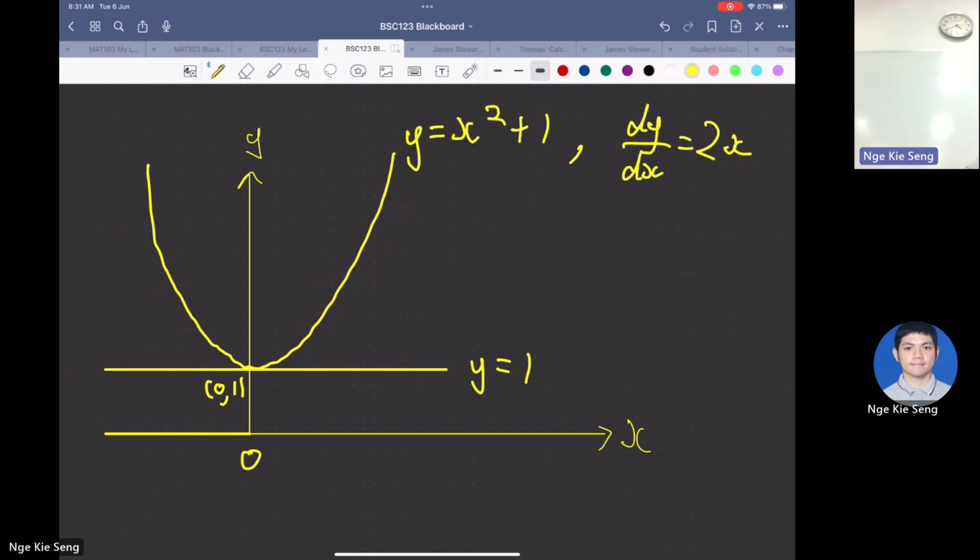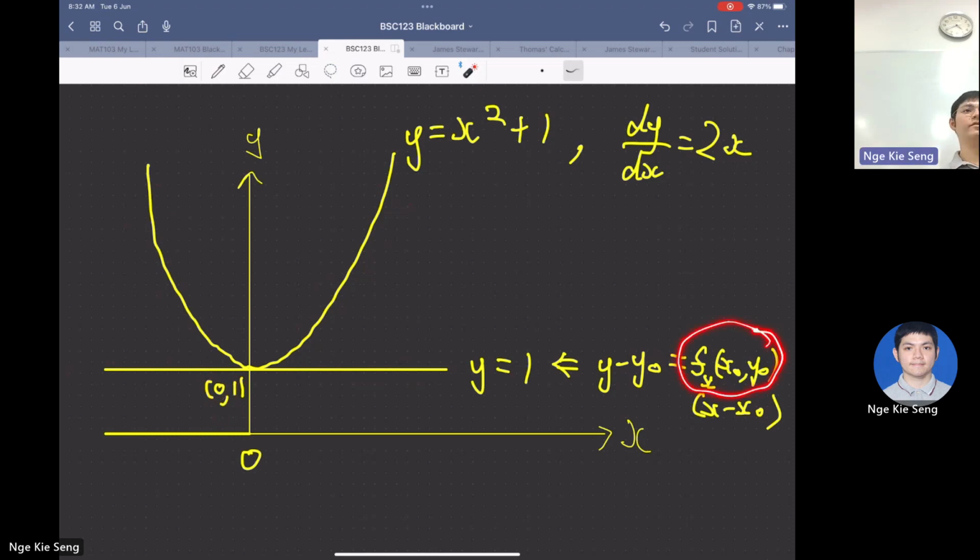So this is also following the formula here, right? What's the formula just now? y minus y naught equals fx of x naught y naught times x minus x naught. So in this case here, your x naught, y naught is just 0 and 1. And then what's your derivative? What's your dy dx there? 0. So what you're left with is y minus 1 equals 0. So you get y equals 1.